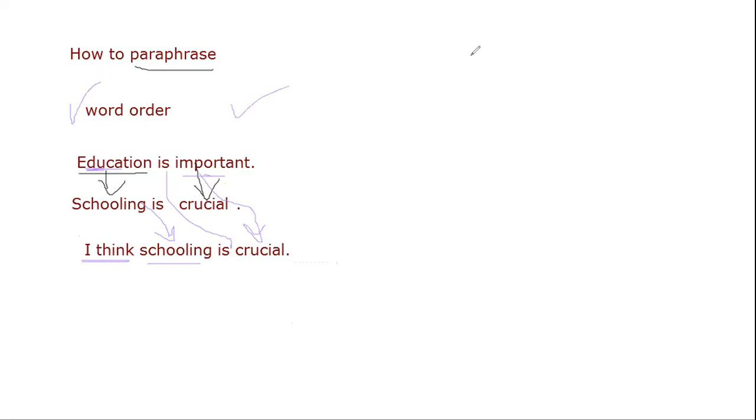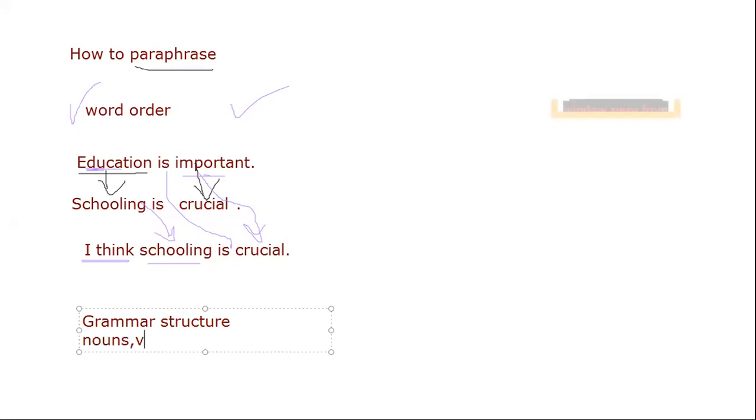Also, you can change grammar structure. So what do we mean by grammar structure? Grammar structure is actually the elements of a sentence: nouns, verbs, adjectives, adverbs, etc. These are grammar structure. Remember, and again, remember.